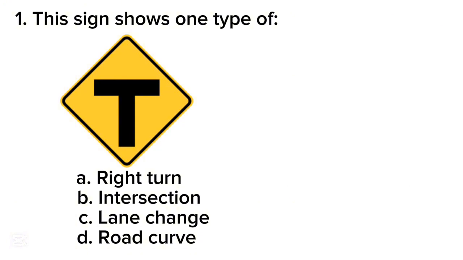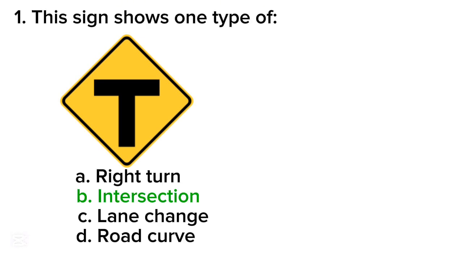What does this sign mean? Is it A. Right turn, or is B. Intersection? Is it C. Lane change, or is D. Road curve? What does this sign mean? Let's write. The correct answer is B. Intersection. This sign shows one type of intersection sign.